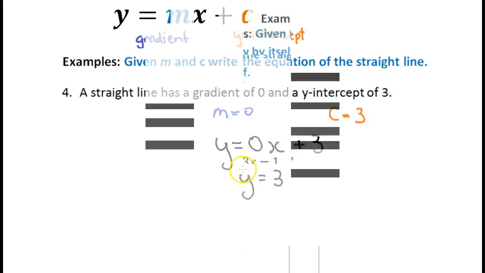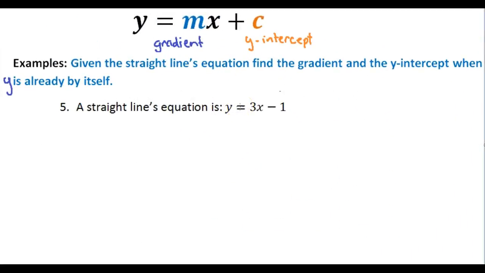In these examples, we're given the straight line's equation and we have to find the gradient and the y-intercept. Here we're looking at ones where y is already by itself on one side of the equal sign. So all we do is directly compare with the equation y equals mx plus c. If we put it underneath y equals mx plus c, we can see here that m is the number in front of the x, 3, and c is the other number, which is -1. So the gradient is 3 and the y-intercept is -1.